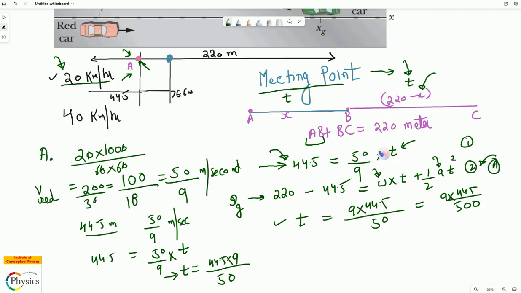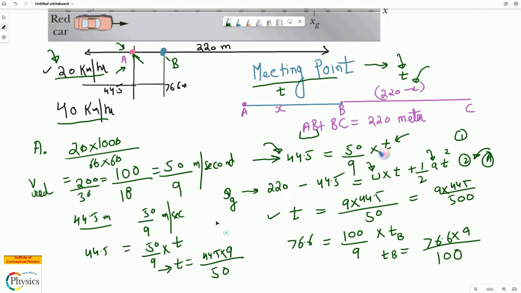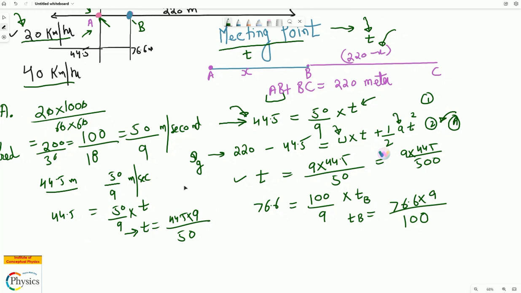In the second situation, which is point B, the distance covered is 76.6, but now the velocity is how much? 40 kilometers per hour. So obviously it is double. I'm going to write this as 100 by 9 into TB, the time it takes for the red car to travel till B. So TB is equal to 76.6 into 9 divided by 100, right? This is the time it takes to reach B. Now use this time again.